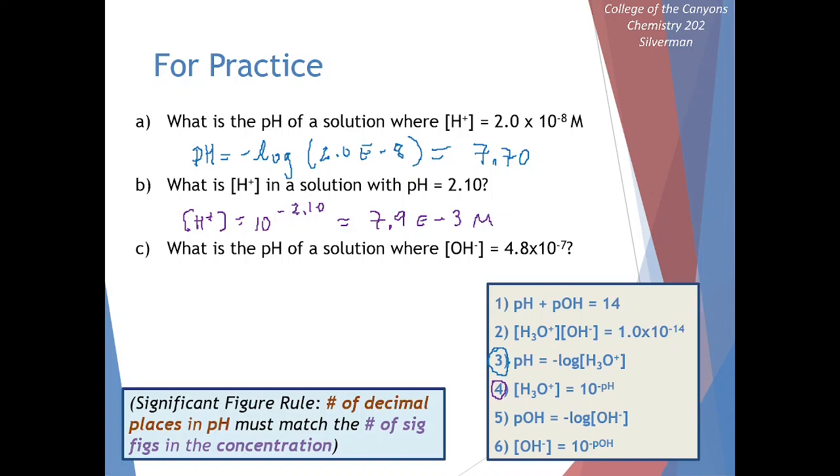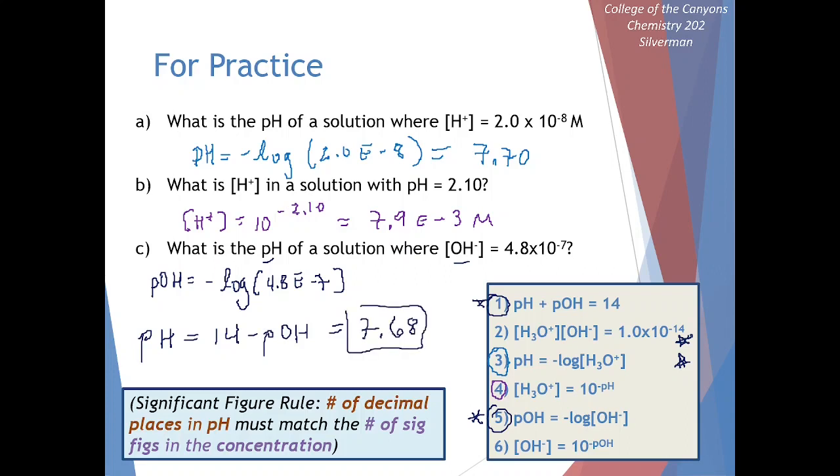For question C, we don't have an equation to go directly from amount of hydroxide to the pH, but a few strategies could work. We can first figure out the pOH and then figure out the pH. That's certainly a good plan. Alternatively, we could figure out the amount of H plus and then figure out the pH. Both strategies could work, and maybe there's even more. We have an excess of equations here. Regardless of the path that we take, we should get this final answer, 7.68.